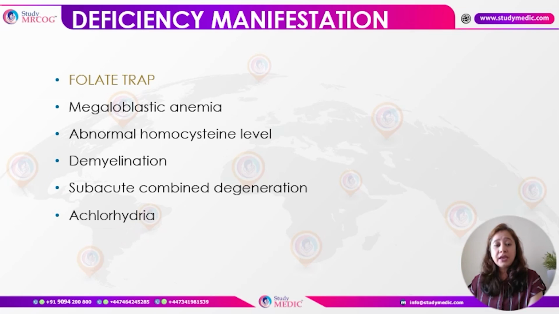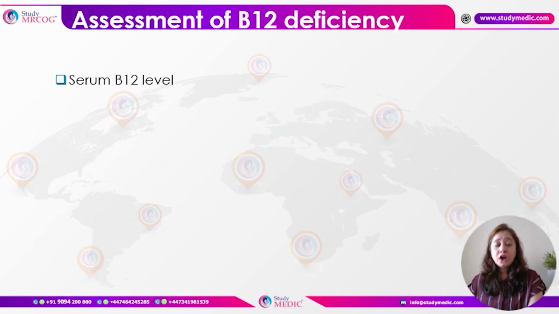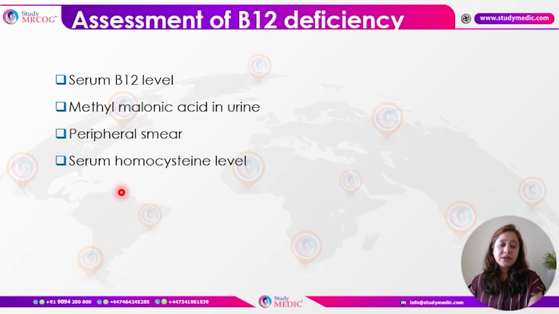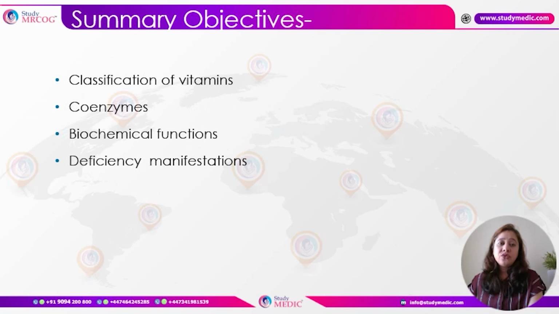How do we assess B12 deficiency? Look for vitamin B12 serum levels or check for methylmalonic acid. Methylmalonic acid will get converted to succinyl CoA, which won't happen in deficiency cases. So it will be excreted in the urine. Or look at the peripheral smears. Look for serum homocysteine levels, which will be elevated. So these are some of the functions and the deficiency manifestations. So what did we cover so far? We looked at the vitamins, coenzymes, functions, and deficiency manifestations.